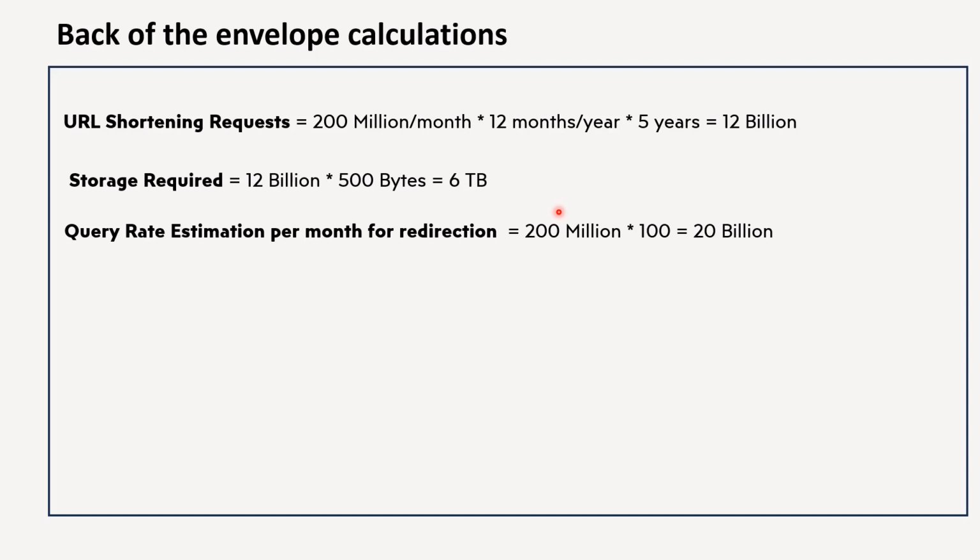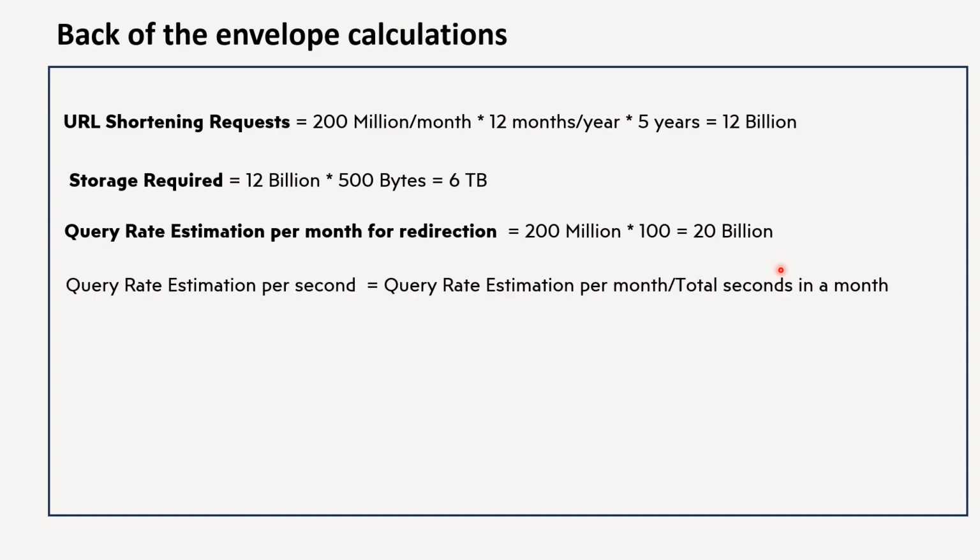Then, the query rate: how many requests are you going to get per month for redirection? We assumed that we are going to get 200 million requests for URL creation, but we also assumed that there will be 100 times more requests for redirection. So we will get 20 billion requests for redirection. These are requests coming for the redirection of URLs: they will type the short URL, and you have to give them the long URL and redirect them to that.